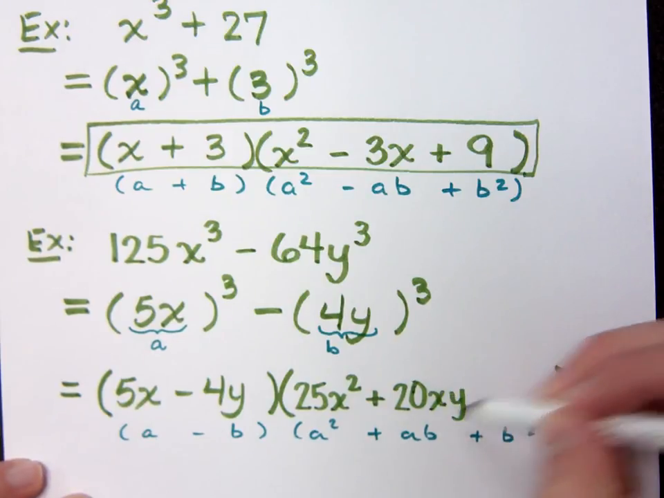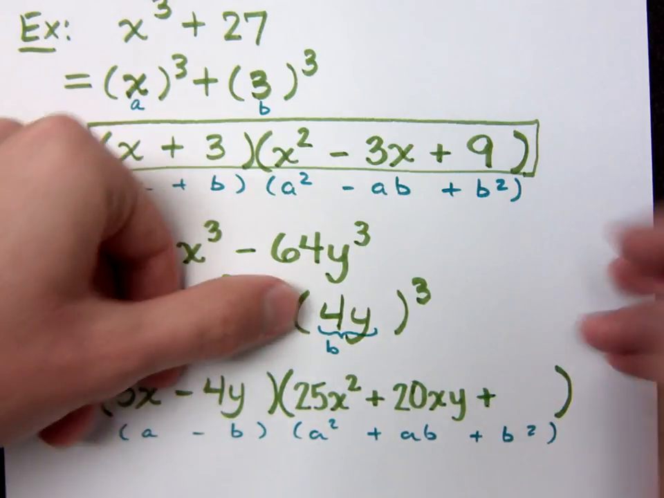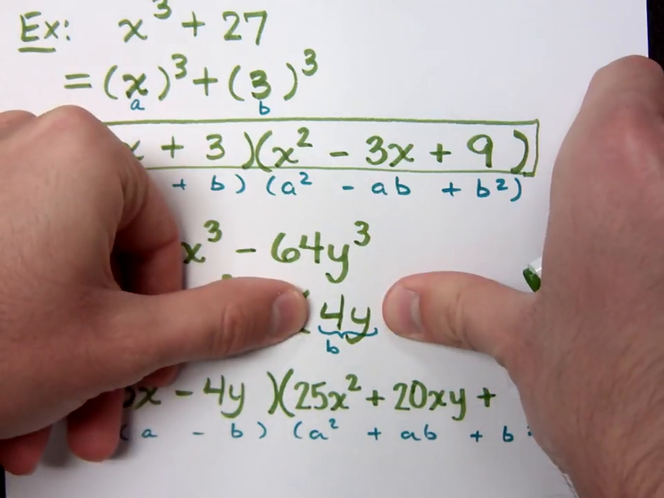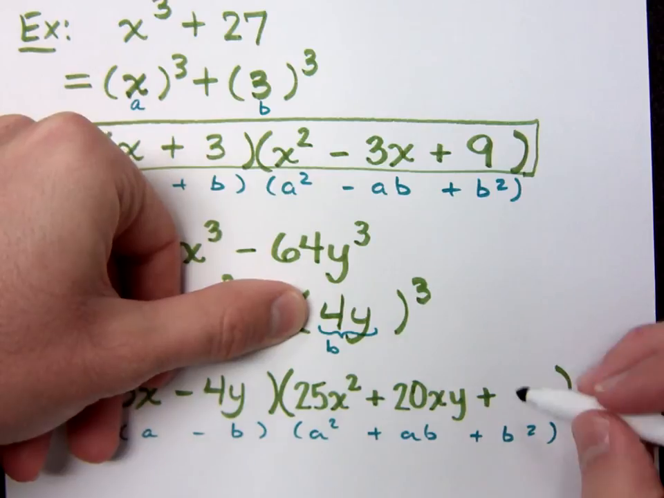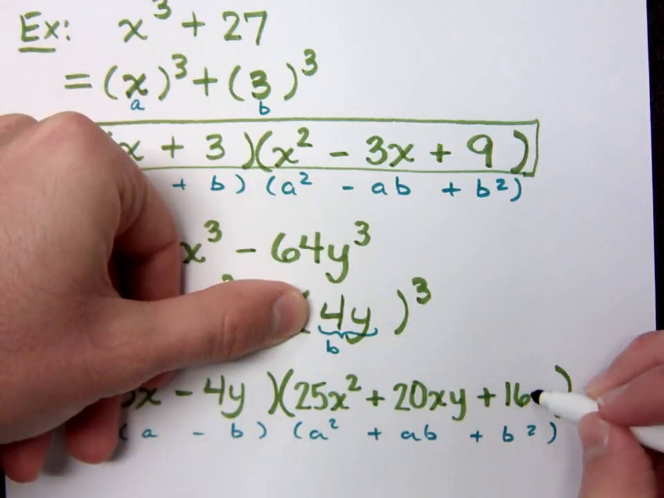B squared. Alright, so this right here is your B. When you square that, you get what? 16y squared.